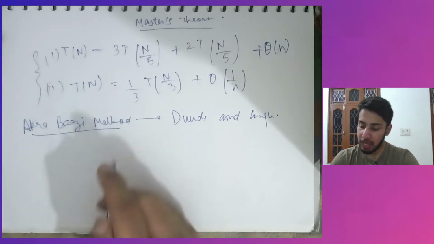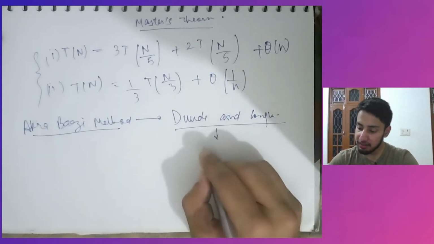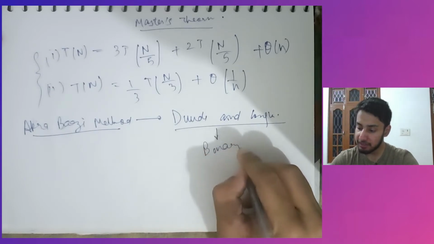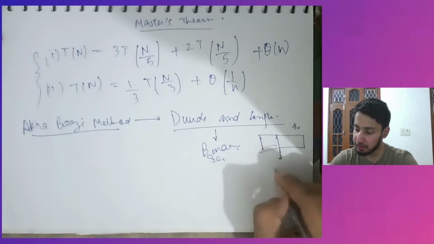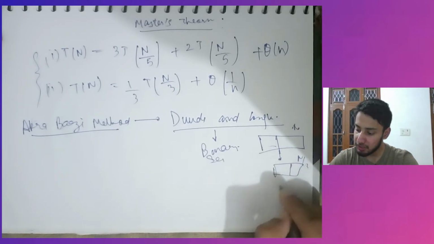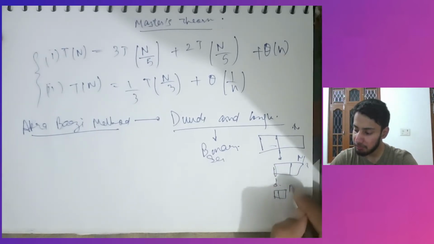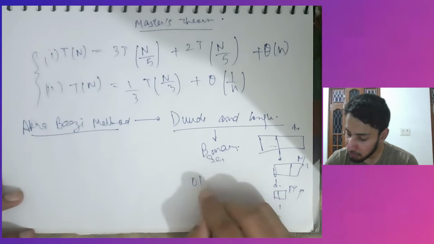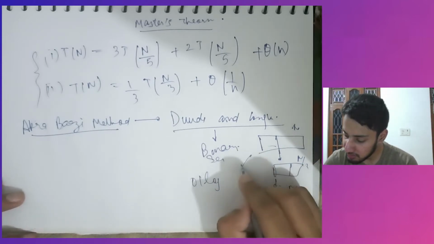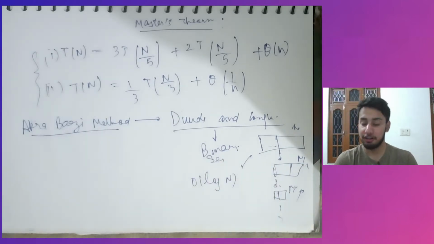Now, as mentioned, divide and conquer basically has the binary search. Binary search means we have an array of size n, we divide it into half, n by 2, we again divide into half, n by 4, and so on. Correct? And you tell me, what is the time complexity of binary search? Big O of log n.